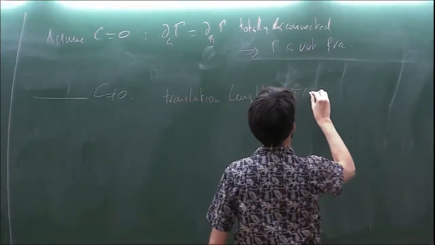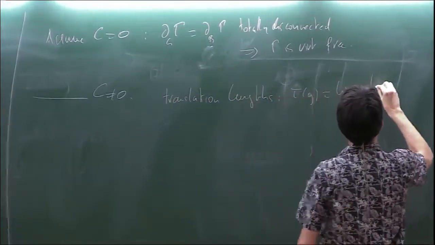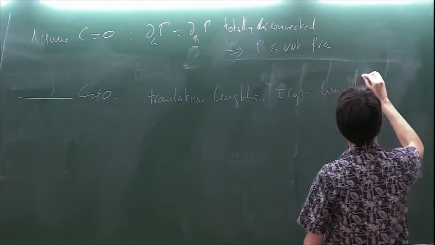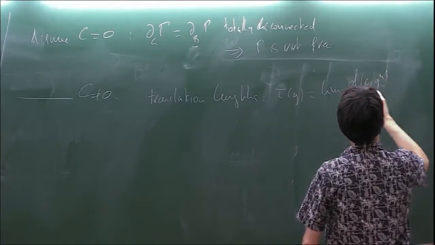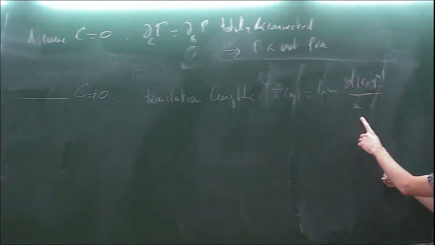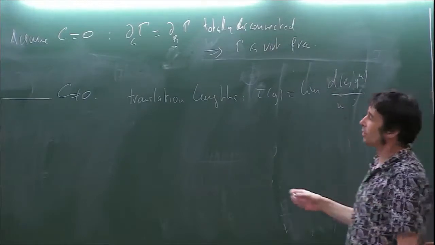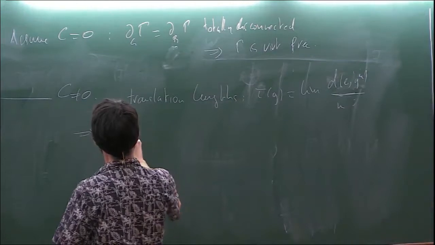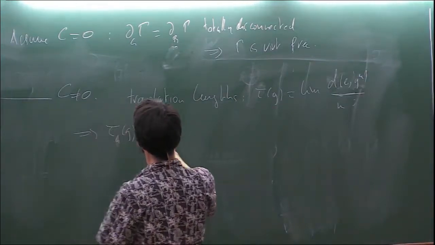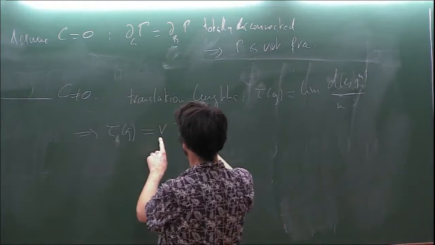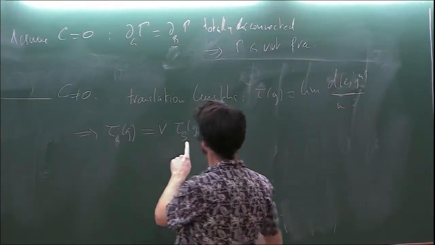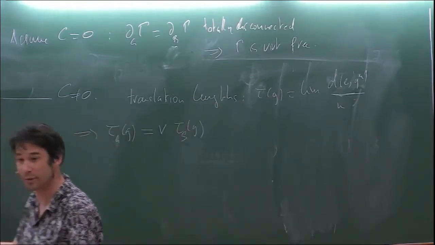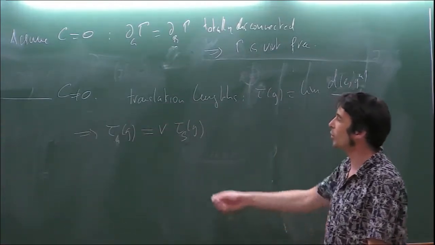So let me remind the definition. tau of G will be the limit of G to the n divided by n, or let's say the limit of the exponential of G n divided by n. And so from this, what you obtain is that tau of G in the Green metric will be equal to V times the translation length in the word metric. This is how, because you divide by n, the C will disappear in the end.